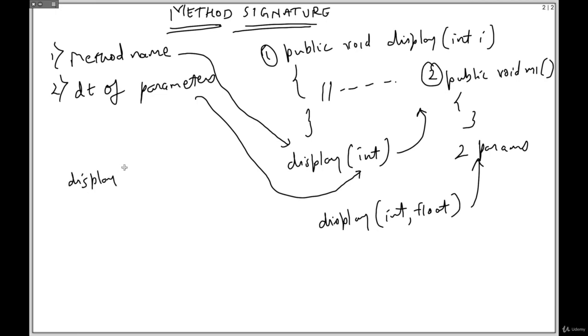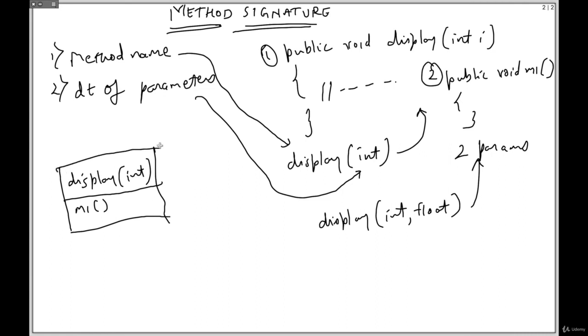So display int is the first method, and the second is m1 with no parameters. It will create a table sort of like this, and it will use this table for method resolution. Whenever you do a method call, it will look up that particular method signature and resolve those calls.